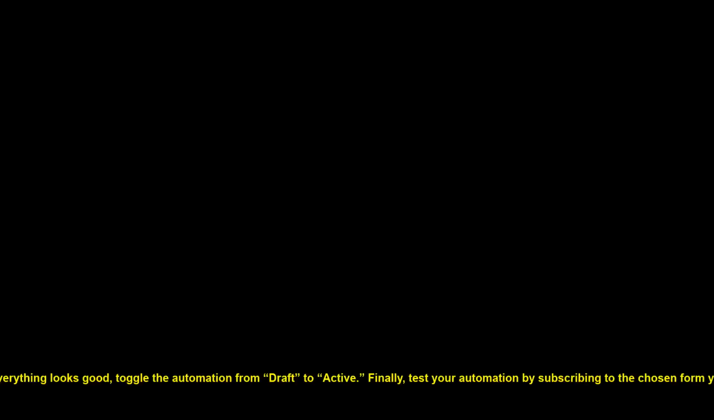Make sure to review the entire automation flow for any adjustments you want to make. Once everything looks good, toggle the automation from draft to active. Finally, test your automation by subscribing to the chosen form. Check your inbox to see if you received the emails as expected. Congratulations, you've successfully set up sales email automation in ConvertKit.